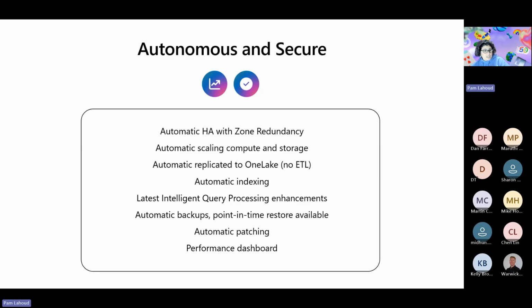So the backups are being taken automatically. If you need to do a point-in-time restore, you literally just go into that Fabric portal, you go to your restore points, you choose the one you want to restore, click a button, and you're done. Automatic patching, of course.